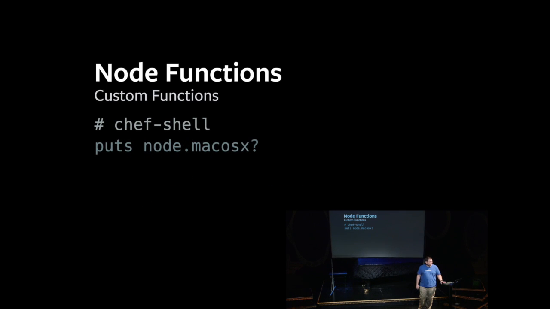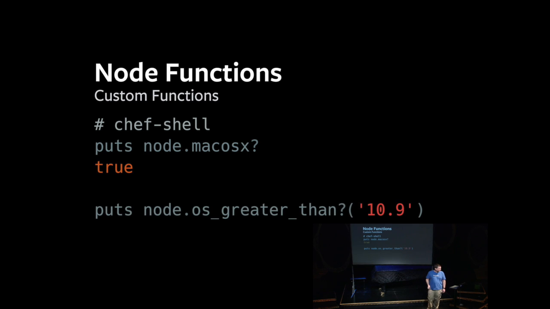So we're back to Chef Shell here. We're going to print node OS 10. It's like talking to your node. Node, are you running OS 10? Yes, I am. Here's another one.